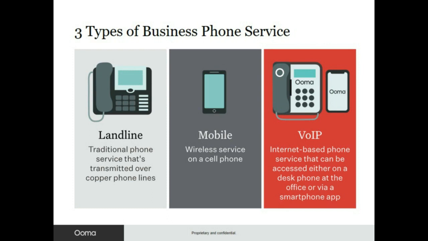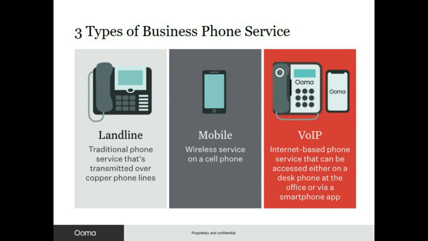The next type of business phone service that we see in the markets today is mobile service. And that's what we know as cell phones or cellular service. Mobile service is a wireless service that's transmitted over cellular networks. Then the third type of business phone service that we see today, and what we're really going to spend the bulk of our time discussing today, is what's known as VoIP, or Voice over Internet Protocol.